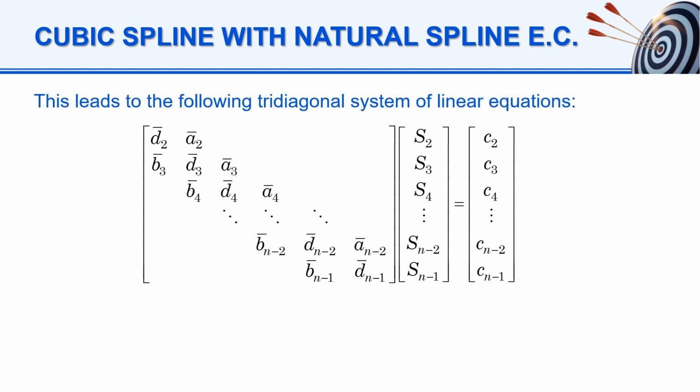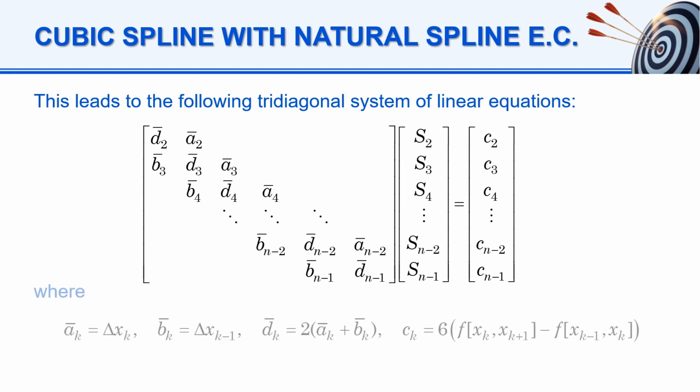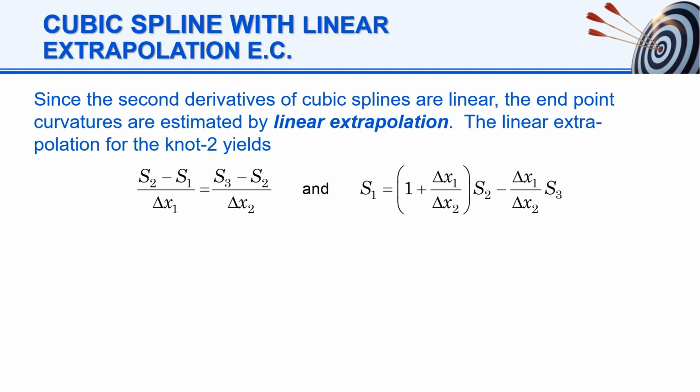This leads to the following tridiagonal system of linear equations for S2 through Sn-1, where the right-hand side and diagonal elements are defined as follows. We now apply linear extrapolation end condition to the left end. Since the second derivatives of cubic splines are linear, the endpoint curvatures are estimated by linear extrapolation. The linear extrapolation for the knot number 2 yields.